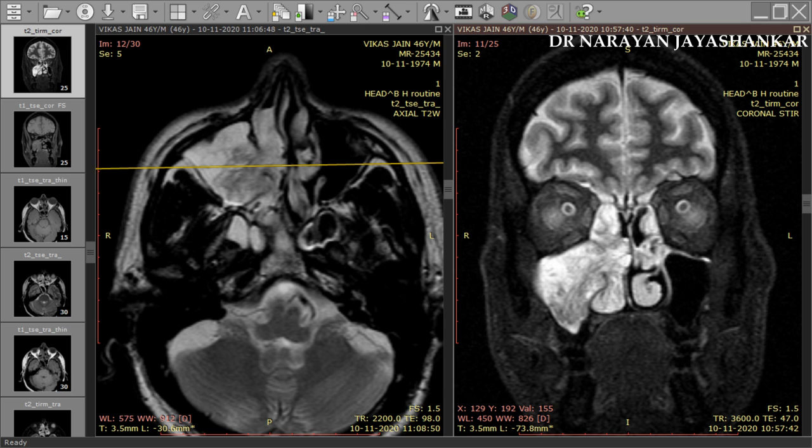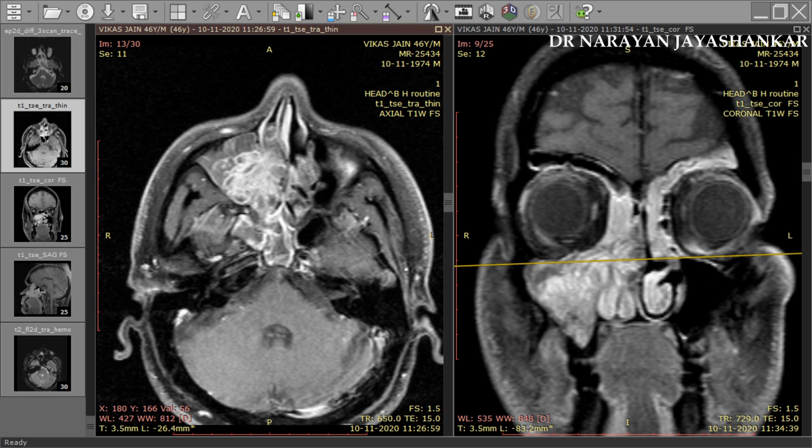The T2 MRI images show the lesion to be hyperintense with a convoluted cerebriform pattern, with the origin on the medial wall of the right maxillary sinus. The post-contrast images again reveal a hyperintense lesion with a very prominent convoluted cerebriform pattern, indicative of the lesion most likely being an inverted papilloma arising from the medial wall of the right maxillary sinus.